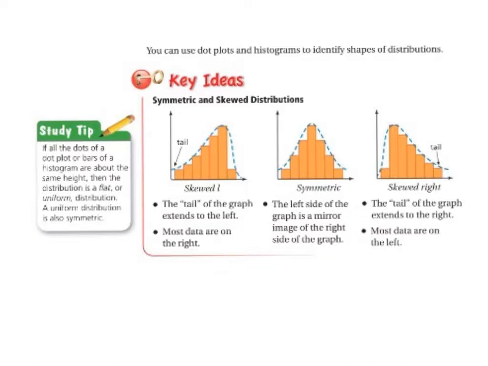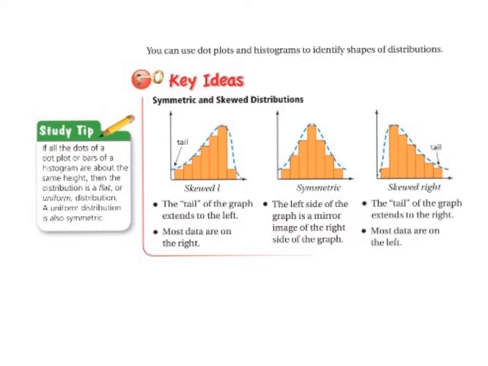Symmetric and skewed distributions. A distribution is skewed to the left if the tail of the graph extends to the left. Most data are on the right. So if the data is on the right, it's skewed left. If a distribution is symmetric, the left side of the graph is a mirror image of the right side of the graph. And if a distribution is skewed right, the tail of the graph extends to the right and most data are on the left.